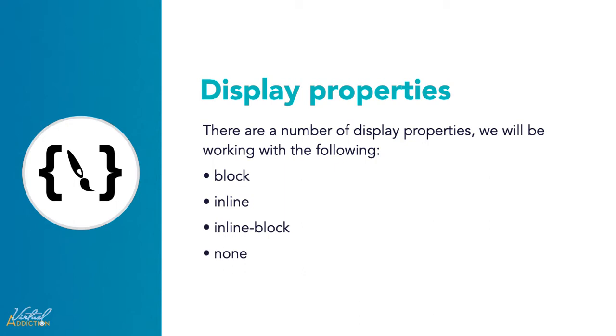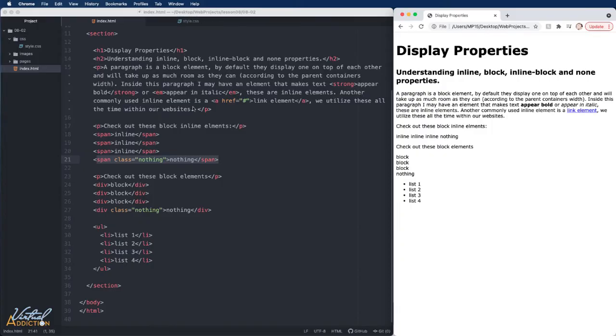The final display property is none. This is used to actually remove an element from the page. Let's jump into our HTML so we can see how this works in practice. Here's the page that we'll be working on.